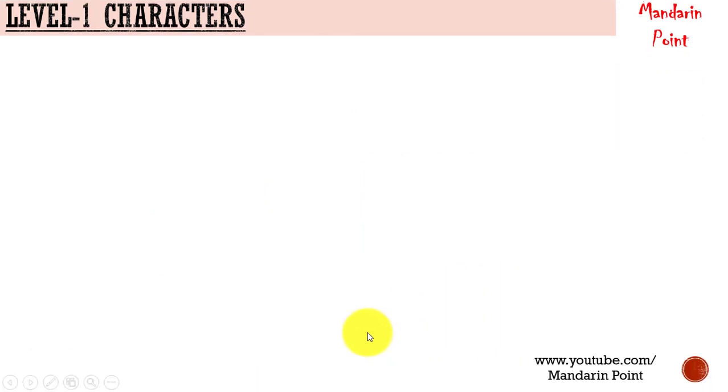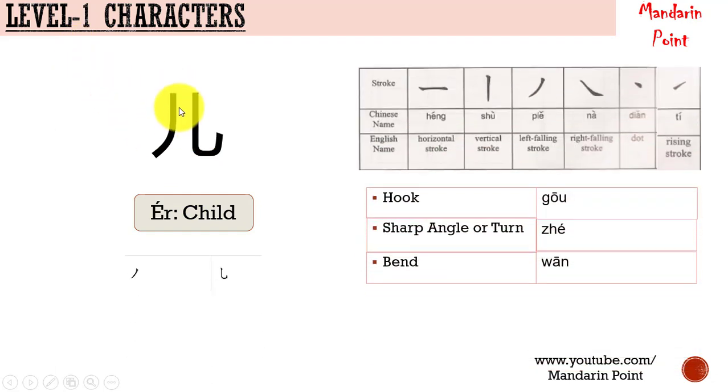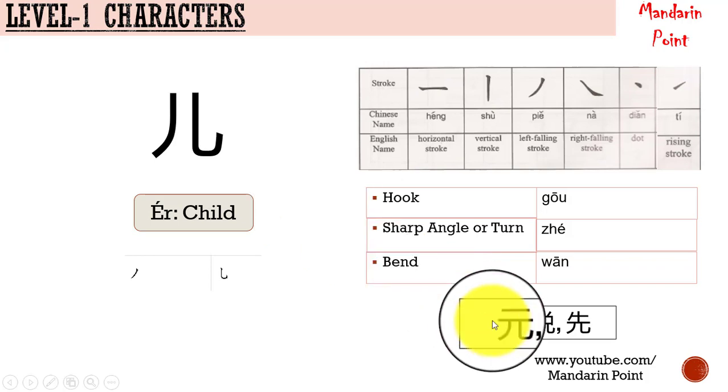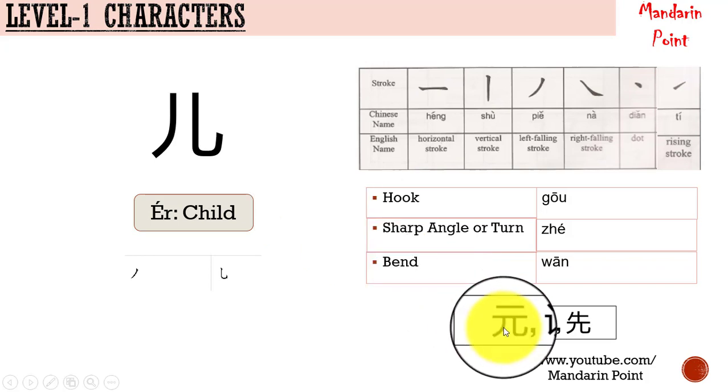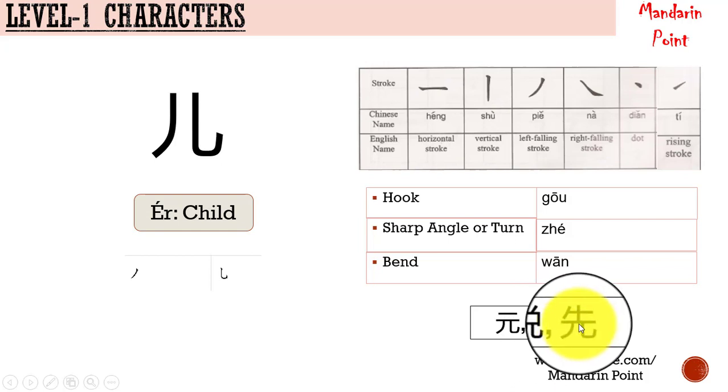The next level 1 character is Er, meaning child. It is again a level 1 character, meaning it is derived directly from basic strokes. We can see it is a left falling stroke, Pie, and this one is a vertical stroke, bend and a hook: Shu, Wan, Gou. Let's see it associated with other characters. Here you can see this is Er.